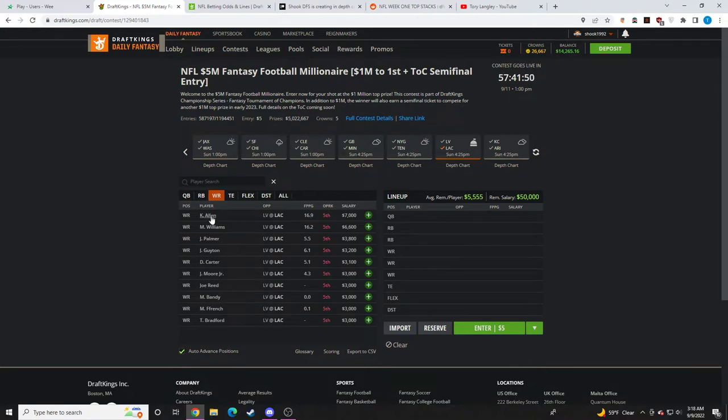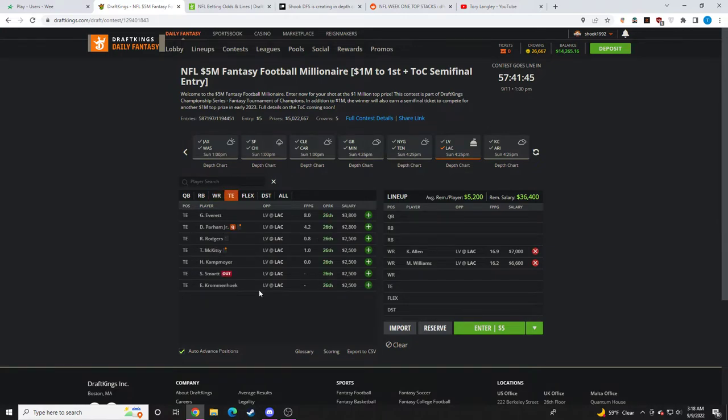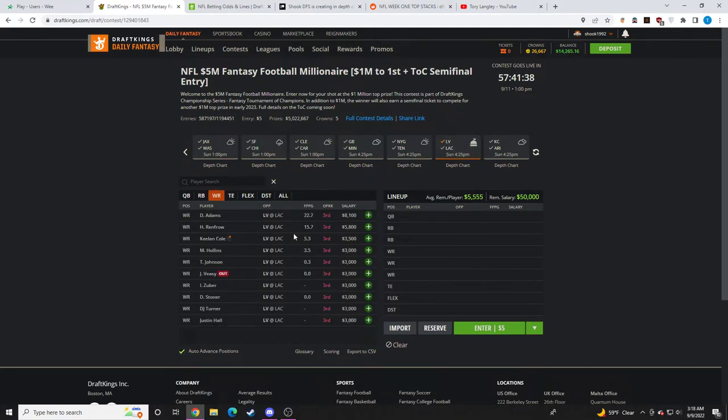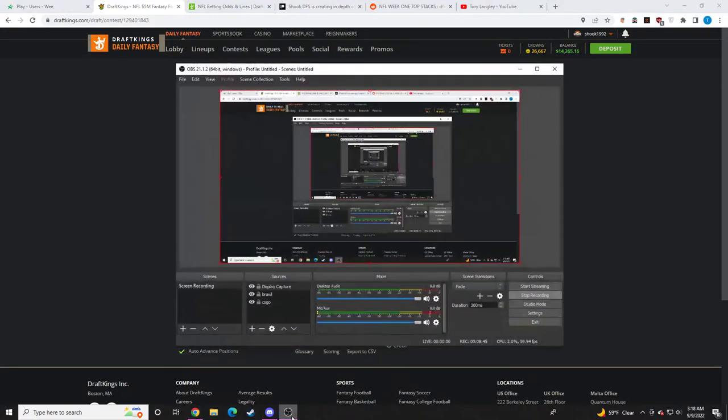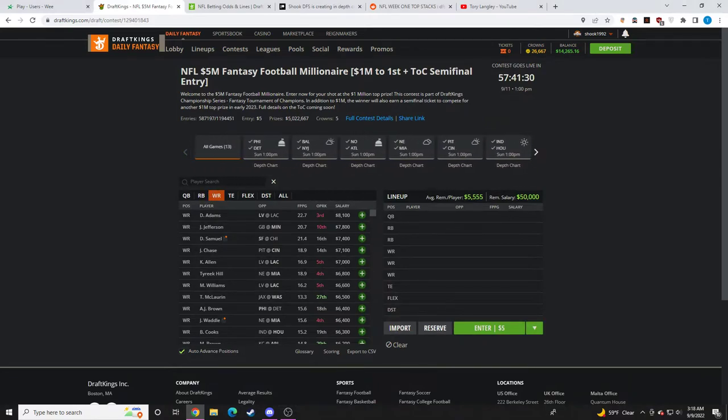Easily stackable with Keenan Allen and Mike Williams. These are the two guys that I'm going to mainly have in my stacks. You could definitely include Palmer, but that's about it. Mainly going to be these two guys. And then as far as the bring back, I really don't have a favorite option with Waller in. So, yeah.